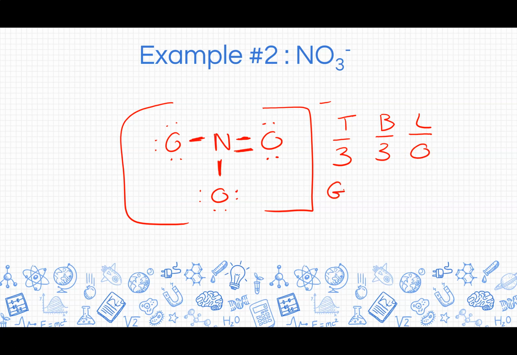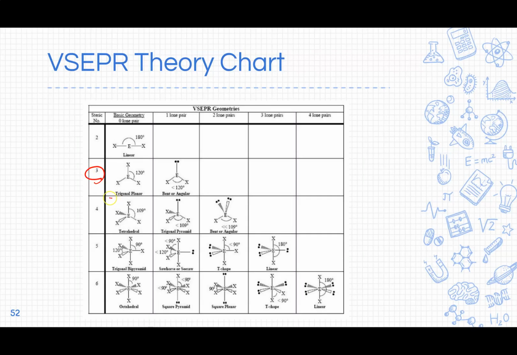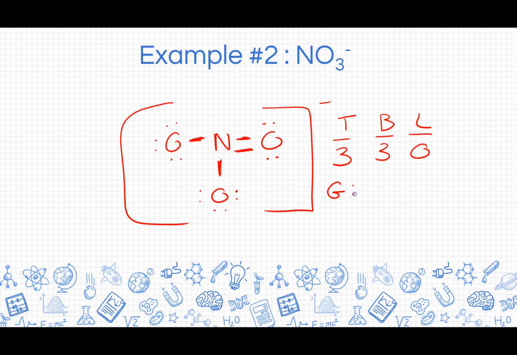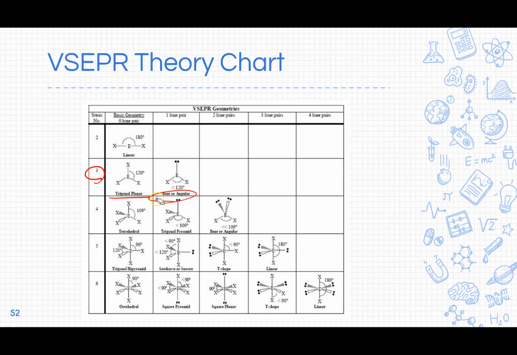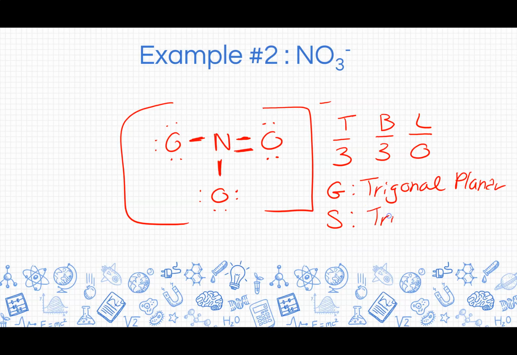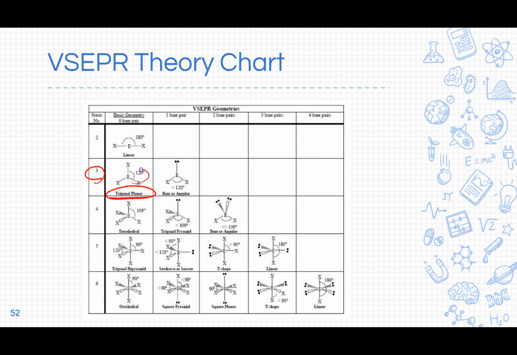My geometry, let's see, since my steric number is 3, my geometry is trigonal planar. I have no lone pairs, so that means, oops, I circled the one with lone pair. No lone pairs, that means it's also trigonal planar. And my bond angle here is going to be 120, coming straight from here.